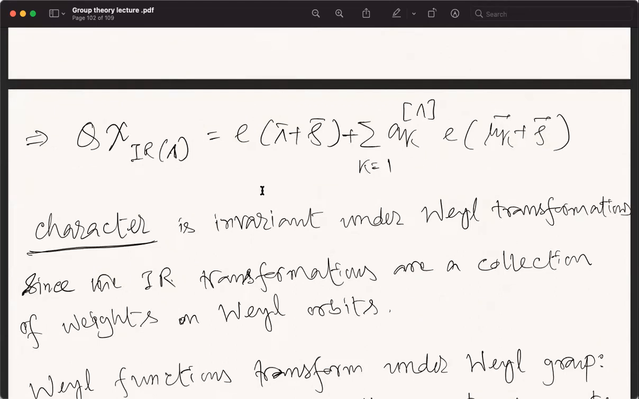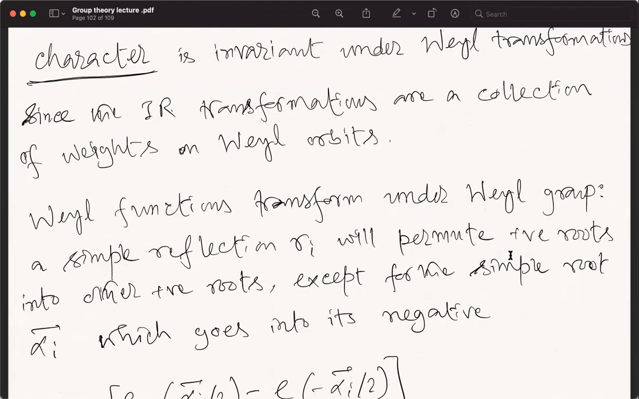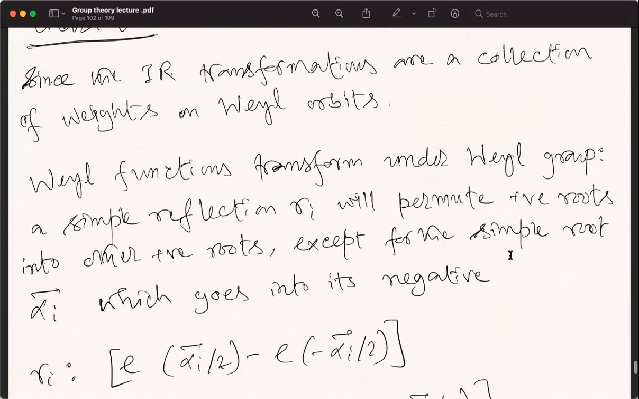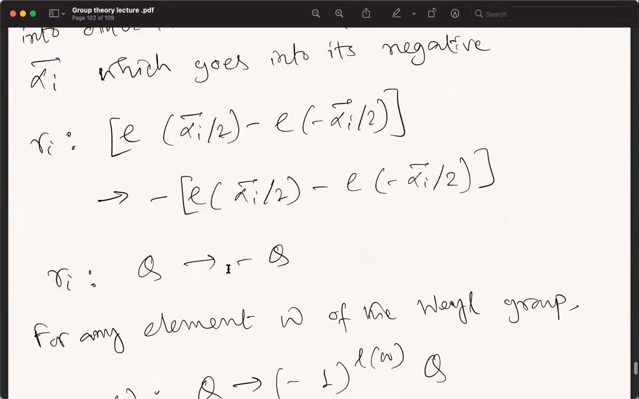Okay. So now the character is invariant under the Weyl transformation, since the irreducible representations are a collection of weights on the Weyl orbits. Now, the Weyl functions transform under the Weyl group, where a simple reflection Ri will permute the positive roots into other positive roots, except for the simple root alpha i, which goes into its negative. That means Ri acts on e to the alpha by 2 minus e to the minus alpha by 2 as minus of e to the alpha by 2 minus e to the minus alpha by 2, and it changes Q to minus Q.